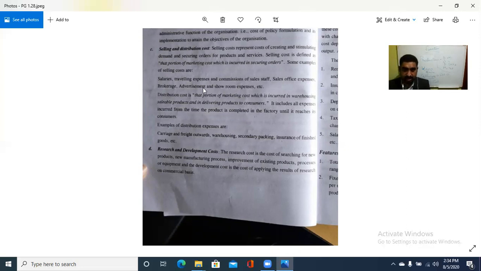Based on the research, improvement of the existing product should be there, or process or equipment, and thereby development cost is incurred for applying the results.